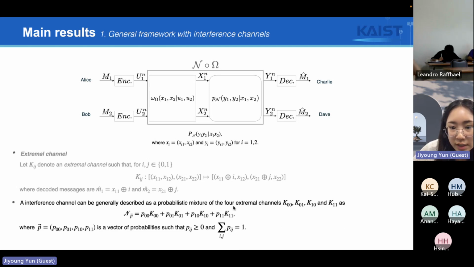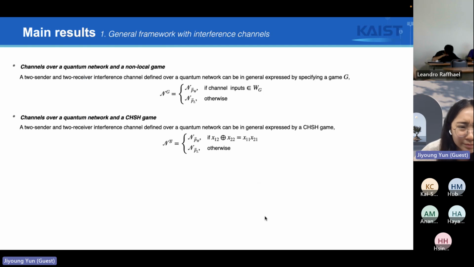So with these extreme channels, we can define a very general probabilistic mixture of extreme channels like this. From now on, we call this the channel vector P00, P01, P10, P11. P00 means the noiseless channel, and P01 means that with probability P01, the second bit, x21, will be flipped, and P10 means the x11 will be flipped, and P11 means the probability of both bits being flipped. So with this channel vector, we can define the channel depending on whether the channel inputs are in a winning strategy of the non-local game or not.